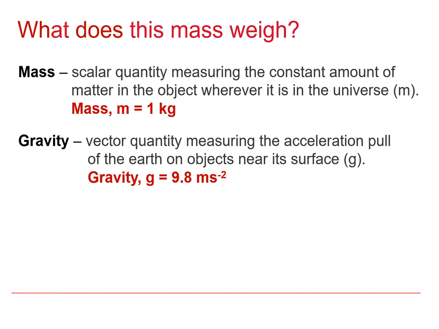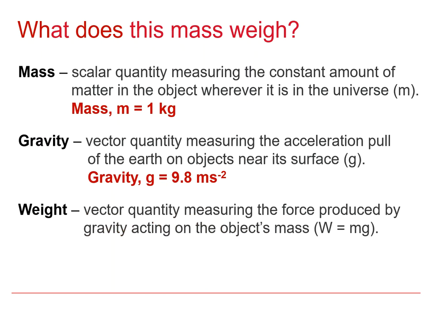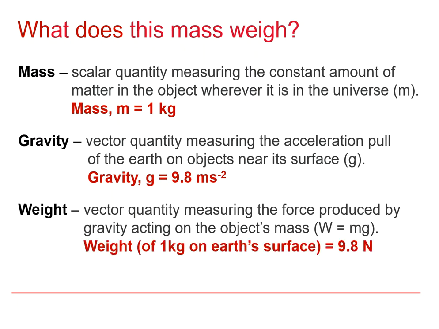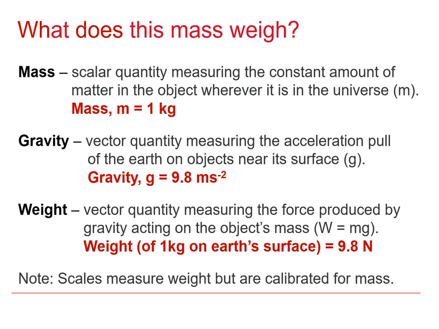When you combine those two things together, the mass and the gravity, that's when we get the weight. That's the force which acts on an object as a result of the gravity which is acting on it. And that's the product of the mass and little g. That gives you the weight. So for 1 kilogram mass on the surface of the Earth, its weight is 9.8 newtons.